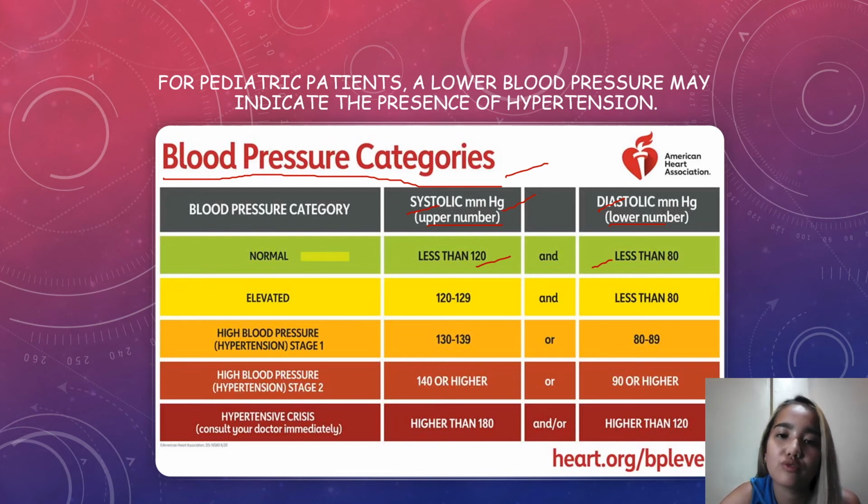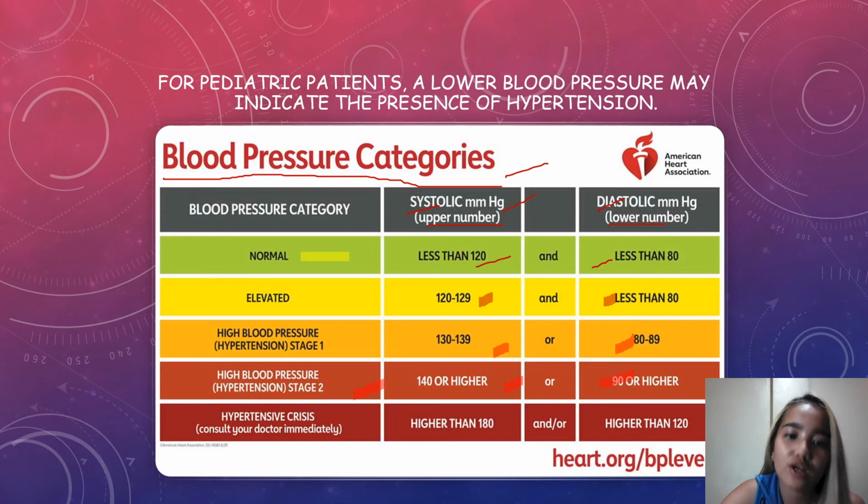But if you have a systolic value of 120 to 129 and less than 80 diastolic value, you are categorized as elevated, or you have a pre-hypertension stage. And if you have a 130 to 139 systolic value over 80 to 89 diastolic value, you have hypertension stage 1. And if 140 or higher systolic value over 90 or higher diastolic value, you are categorized as stage 2.